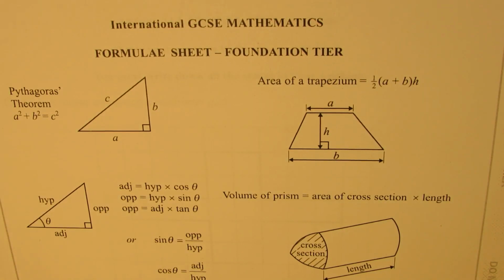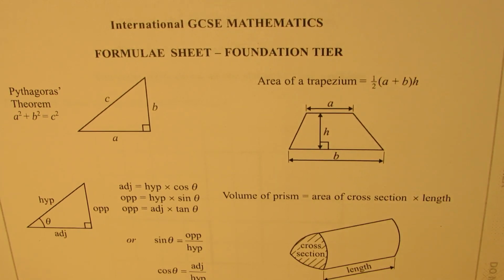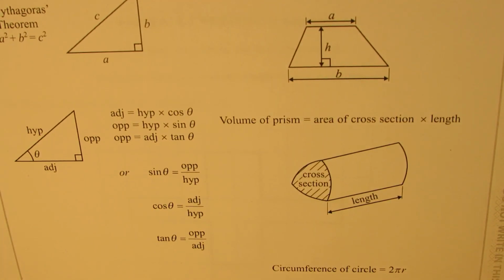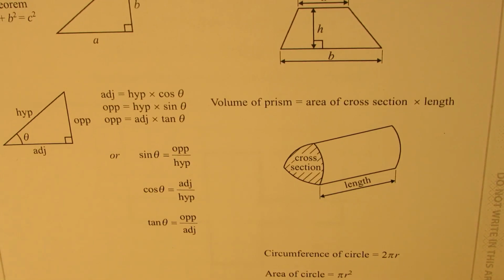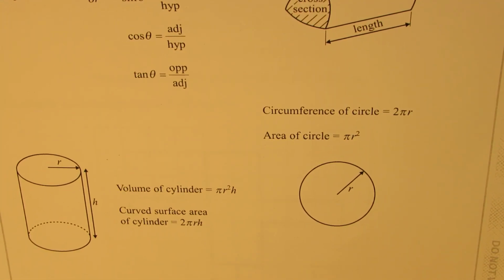Now this is the formula sheet given to you. From the formula sheet you can make out what the important topics are for this level of testing, right? So: Pythagorean theorem, area of trapezoid, trigonometry, then working with the volume of 3D figures, and area and circumference of a circle, right.